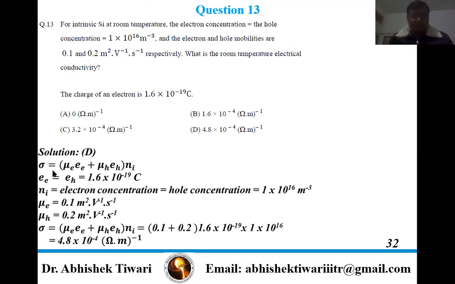So the electrical conductivity sigma is equal to (μe e + μh e) times ni, where e is for electron and h for hole. The charge e is 1.6 × 10^-19 coulomb, and ni is the electron concentration, which is equal to the hole concentration. This is given, and we put in the values of μe and μh and get sigma equal to 4.8 × 10^-4. So the correct answer is option D.